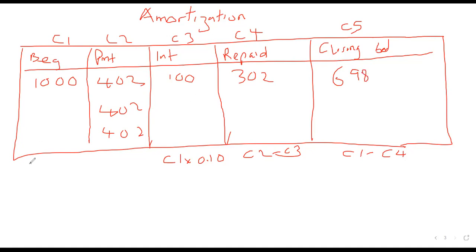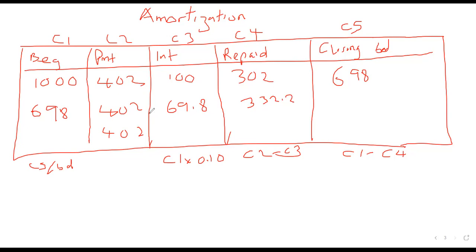Then column 1 is column 5 brought down. So this is what we start with, 698. 10% of this is 69.8. And when you subtract 402 minus 69.8, what are you getting? 332.2.